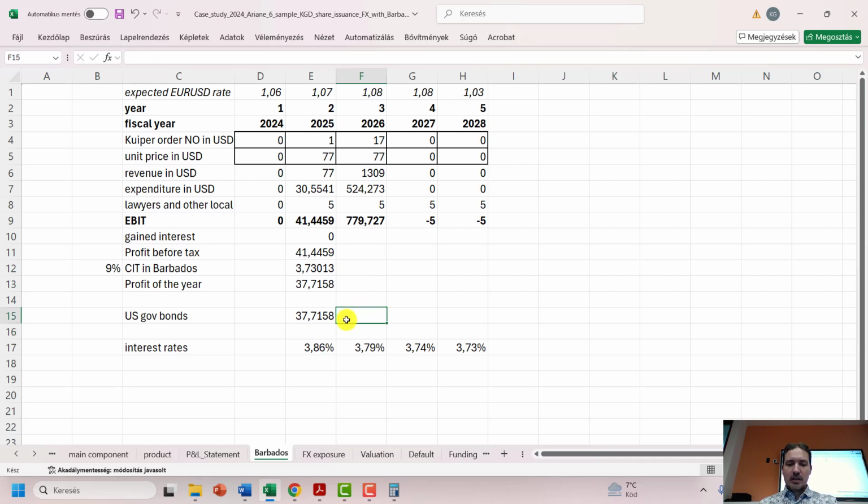So in the next year, we can see that the gained interest will be this number multiplied by this number, because this is the number at the end of the year. Now this is interest revenue, so it's good. So we earn 1.5 million. Okay, the rest is the same. CIT rate is the same. Profit of the year is the same. And then we can see that now we have this amount of money plus this amount of money, but it is already paid.